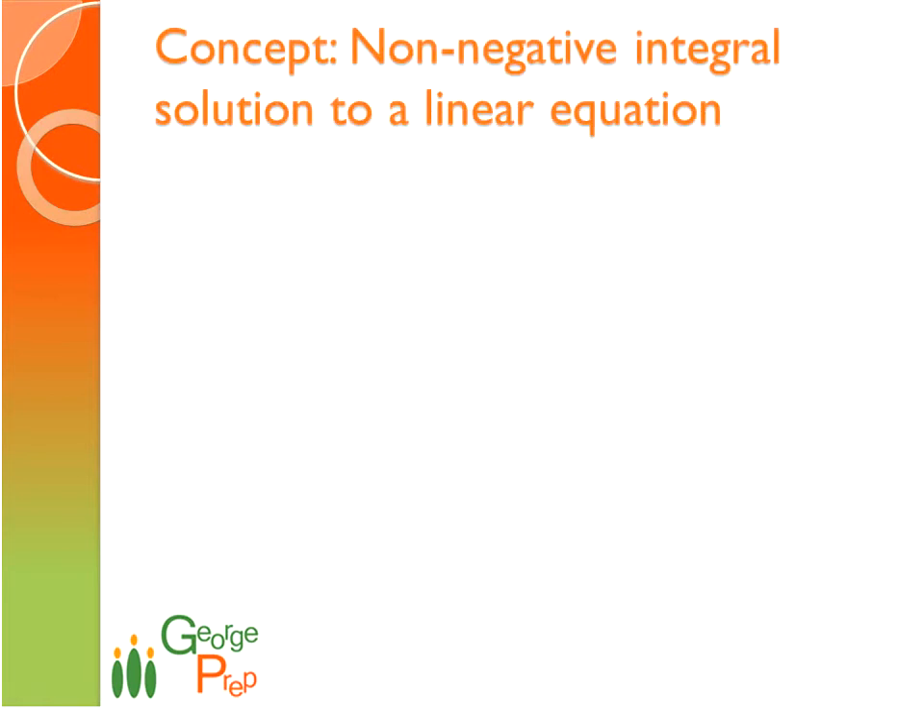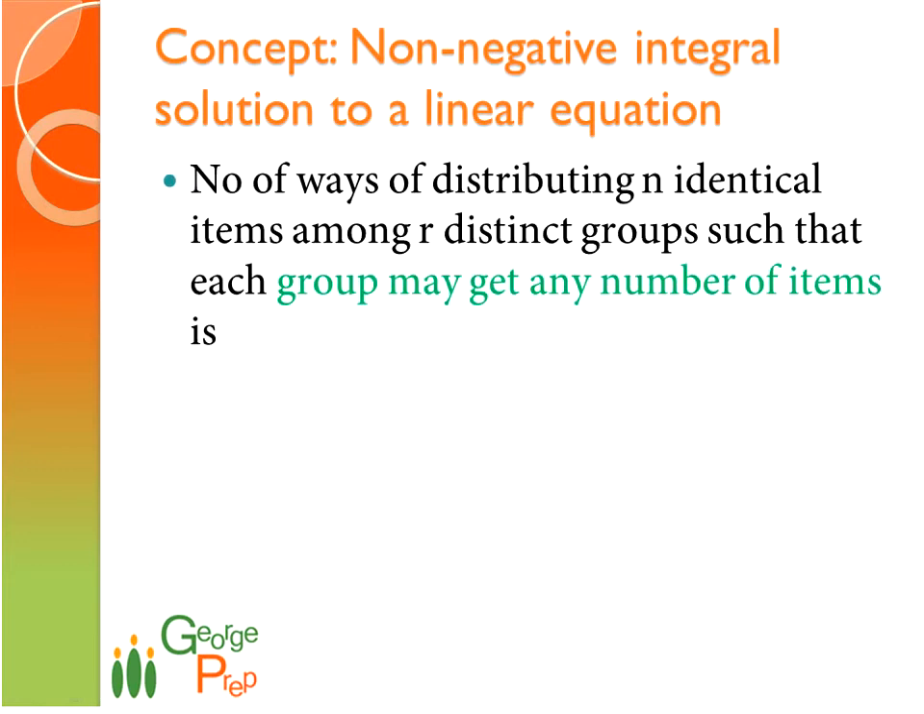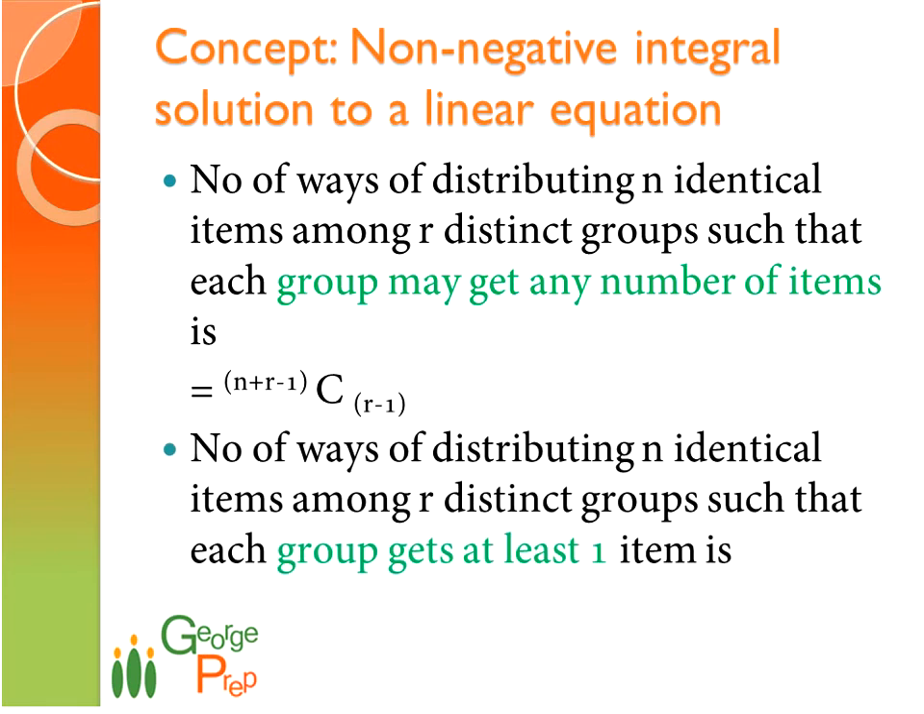So let us first revise the concept behind this question. The concept is non-negative integral solutions to a linear equation. The number of ways of distributing n identical items among r distinct groups such that each group may get any number of items is given by n plus r minus 1 C r minus 1. A special case of this is the number of ways of distributing n identical items among r distinct groups such that each group gets at least one item, which is given by n minus 1 C r minus 1.